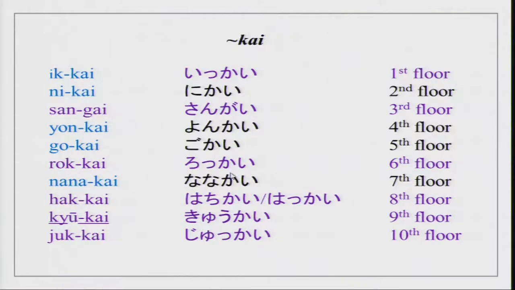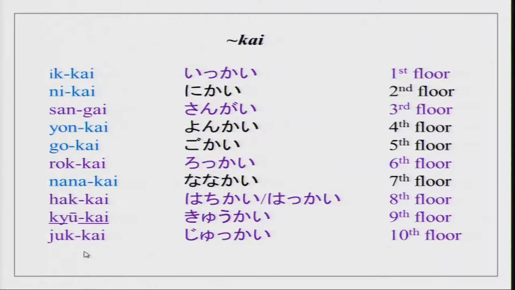Now, you will see the ones written in purple are a little different. How are they different? Well, gai you just understood. Ikkai over here is a quick sound. It's a short sound. In a similar manner, rokkai and hakkai are also short sounds. And kyu over here, kyūkai, it is not kūkai, which is ku, it is kyūkai. So, these are different. Again, jukkai over here is a short sound.